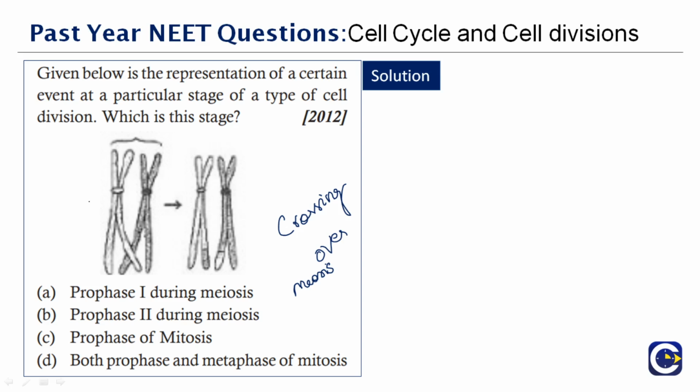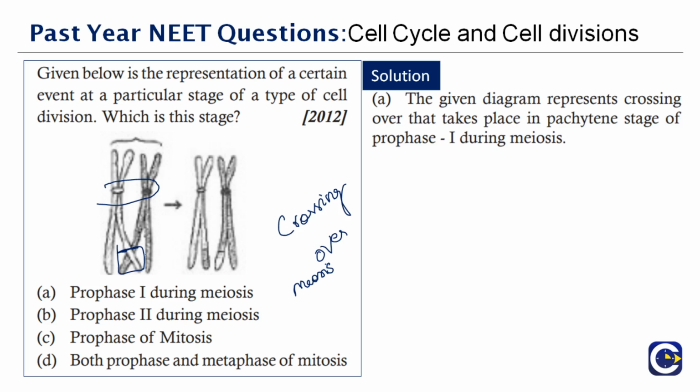So you can clearly see here it is the crossing over. You can see this part, they are talking about the crossing over. So that's why this stage belongs to prophase 1 during meiosis. Okay, option A is the answer.